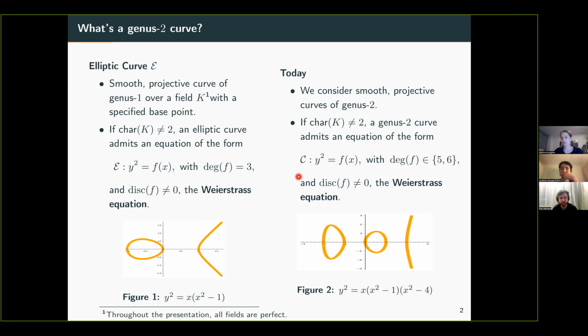In that case, we have an equation of the form y squared equals f of x, where f is now a polynomial of degree 5 or 6. And also it's square free. And here below, you can see a typical picture of such a hyperelliptic curve. This curve will be the running example in this presentation. So you'll see it on the next few slides as well.